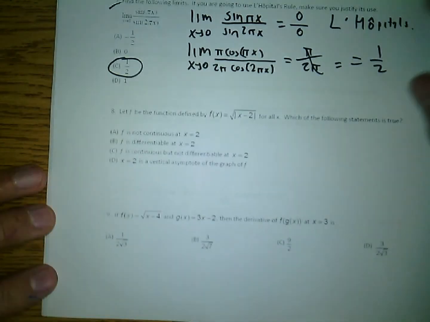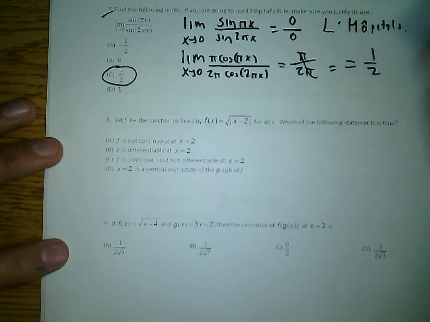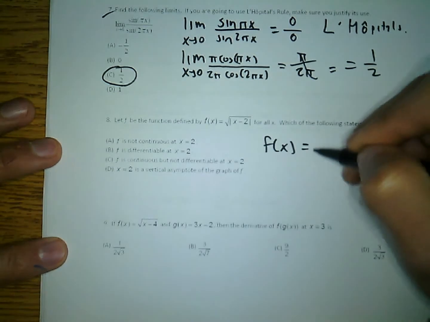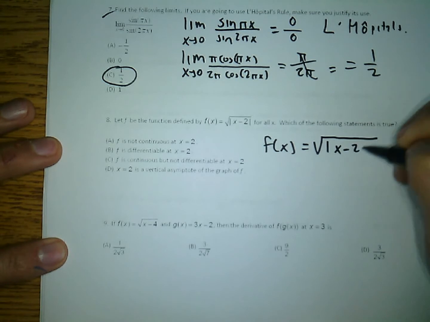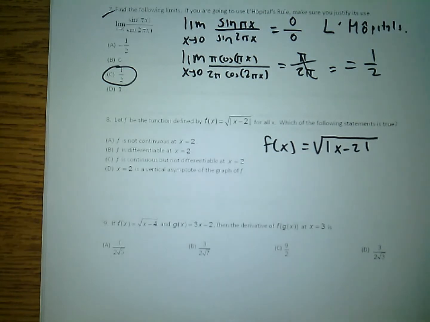All right. Question number 8. It says, let the function be defined by f of x. So we got f of x is equal to the square root of the absolute value of x minus 2. For which of the statements is this true?